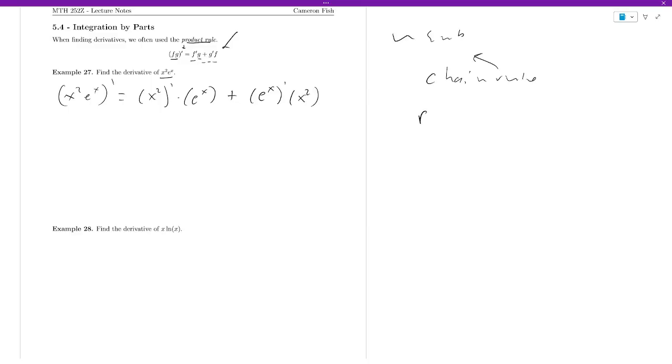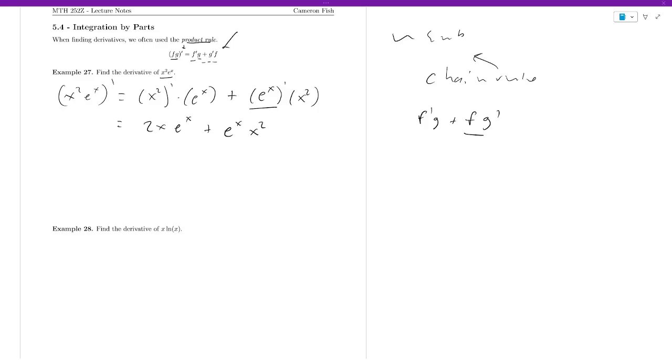By the way, you might remember doing it this way. That's exactly the same thing. I just changed the order here. If that makes more sense to you, you can do it that way. Same thing. So now we can do our derivatives. The derivative of x squared is 2x. This is just e to the x. And the derivative of e to the x is e to the x.